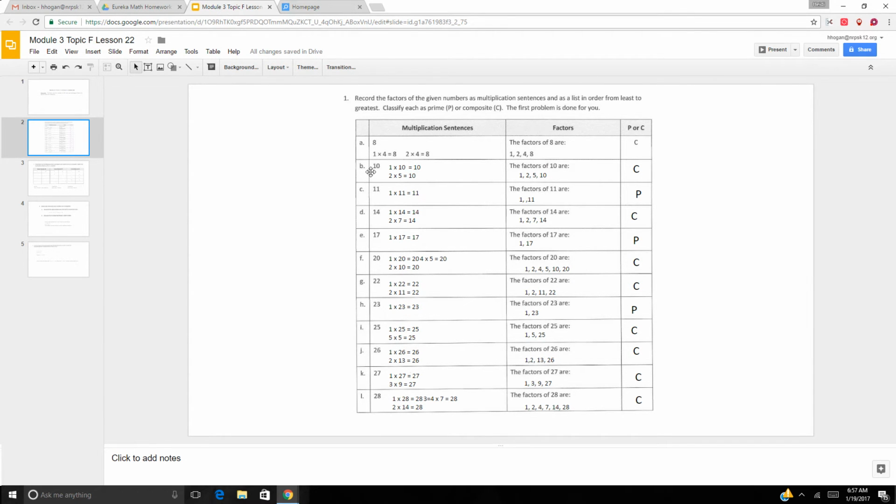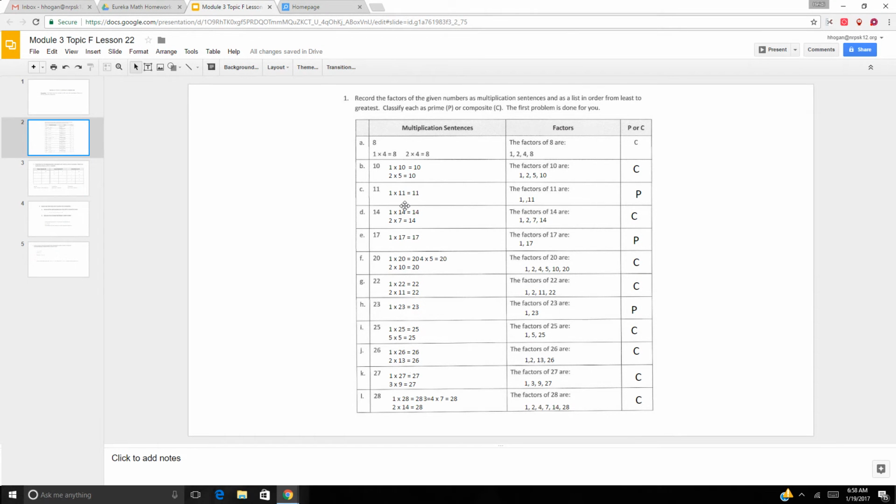So let's begin. For 10, 1 times 10 is 10, 2 times 5 is 10. So the factors are 1, 2, 5, and 10. And since there are more than two factors, it's composite. For 11, we can do 1 times 11. Is there another way to make 11, another multiplication sentence? Nope, that's the only one. So the factors are only 1 and 11, which means it's prime. Prime numbers only have factors of 1 and themselves.